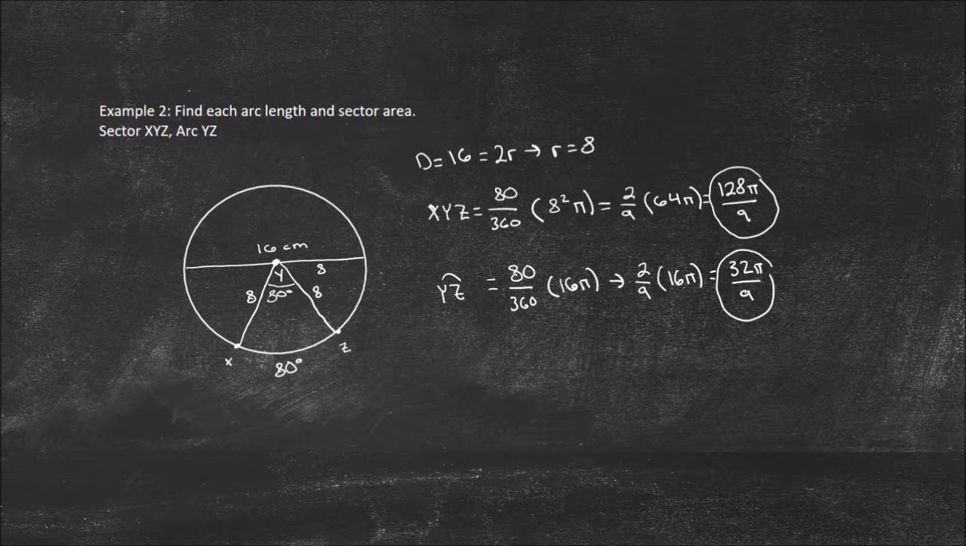So that's going to be the arc length, while we have the sector area of 128 pi over 9. So inside here is 128 pi over 9. And the arc length, so that length from X to Z, is 32 pi over 9.